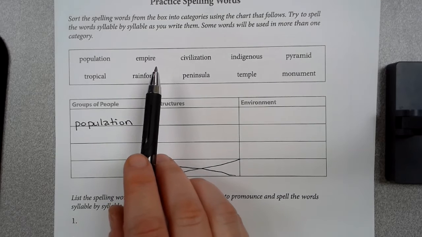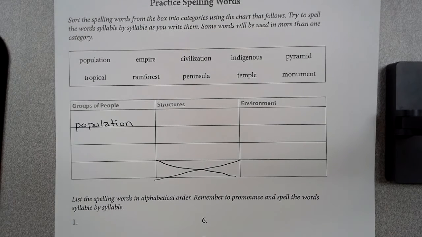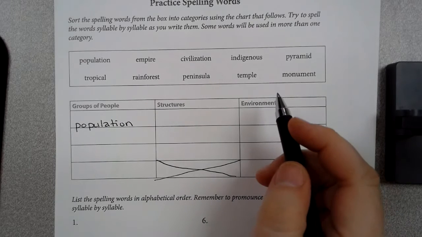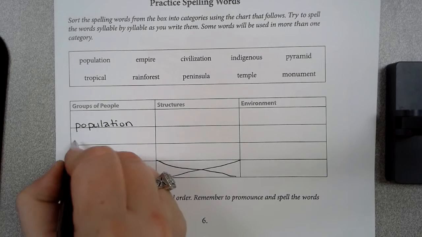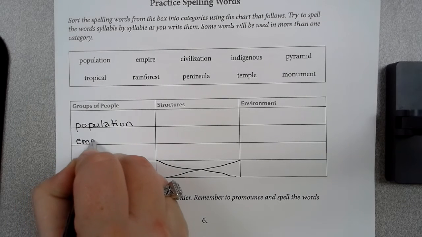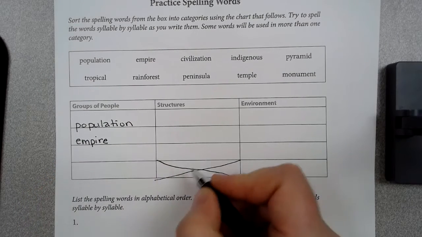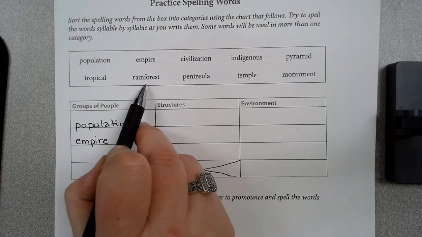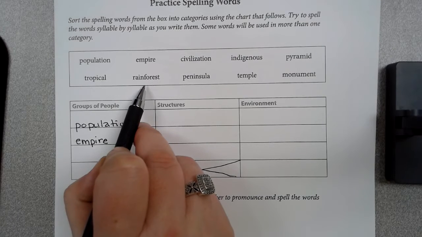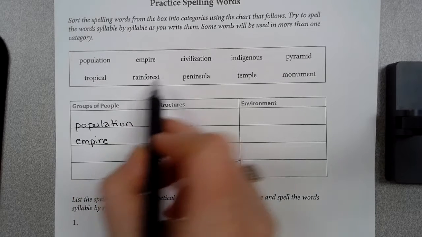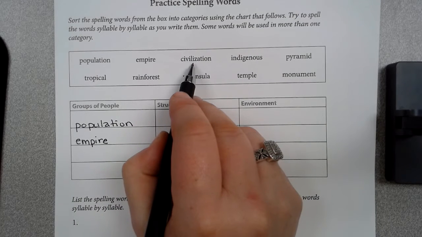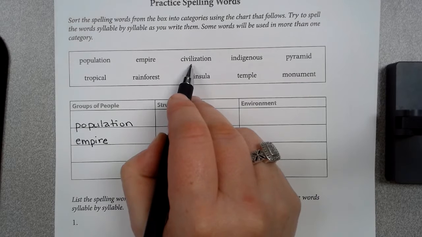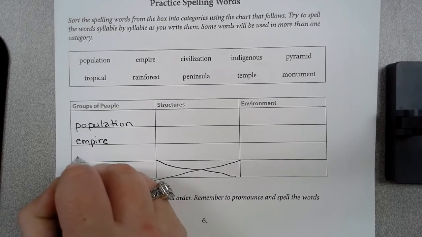If we go back to the definition, empire is a large territory or group of people. So empire. Guys, use your definitions that Miss Lynette put in the folder. Rainforest. Does that have anything to do with a group of people? Nope. Okay, civilization. The definition is a group of people living together. Well, group of people.